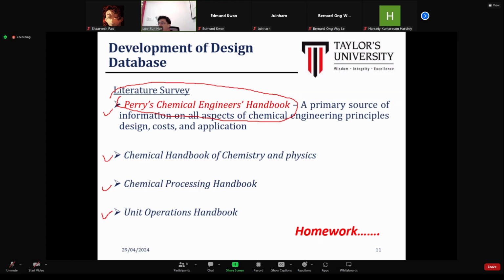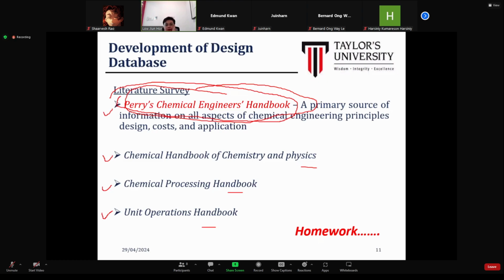Or even vapor liquid equilibrium data can also be retrieved from the handbook here. So that's why this one can be considered as the Bible of a chemical engineer. Why? Because in most cases, if we have any problem and want to refer to a reference book, normally Perry's Chemical Engineers' Handbook is the first handbook that we will refer to. If we really cannot get the relevant data from Perry's handbook, then only do we go to other handbooks to compile and collect the relevant data.